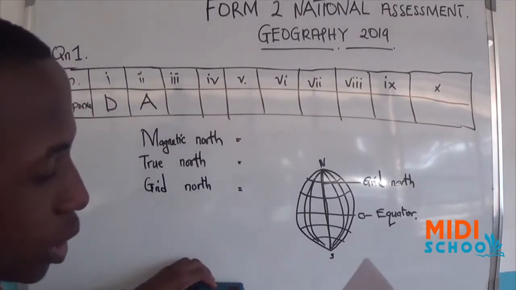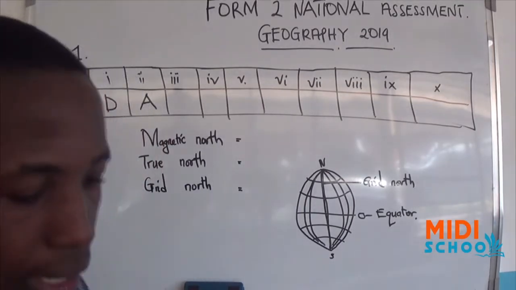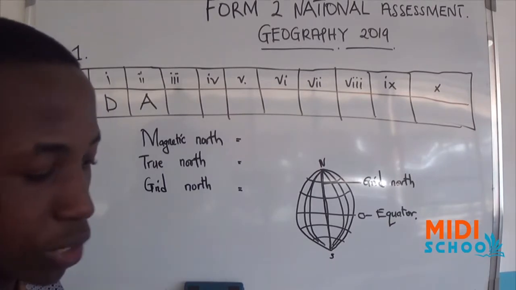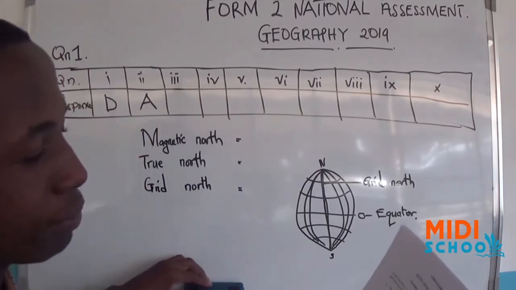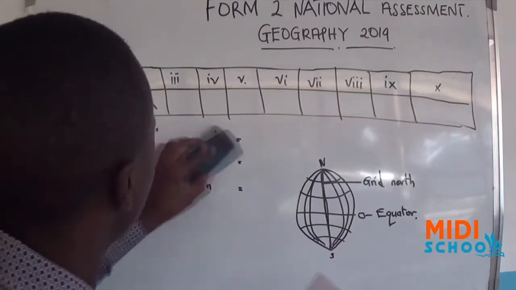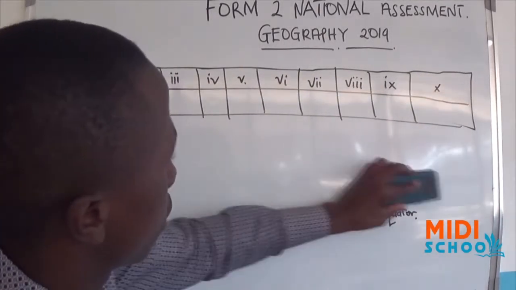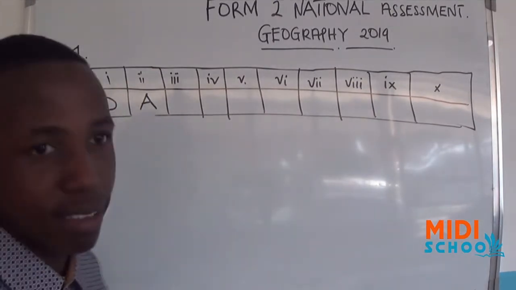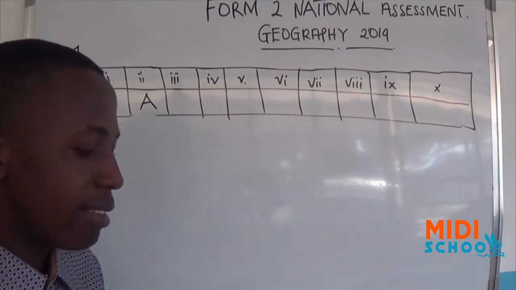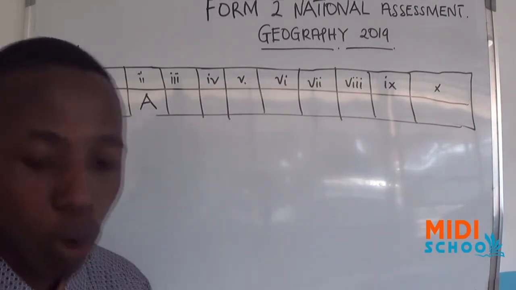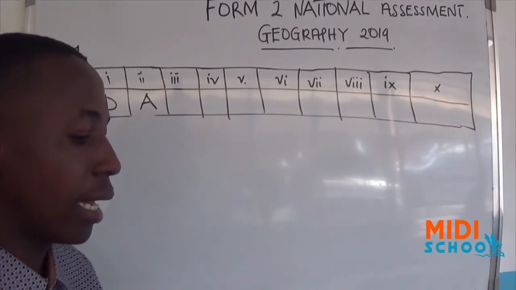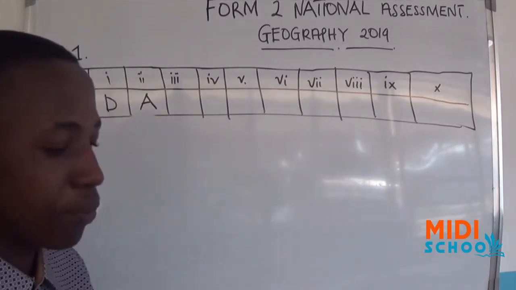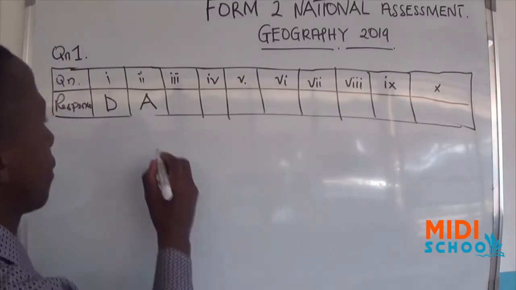For the third question, they've asked: the cultivation of cash crops based on application of advanced technology is called. We have 4 options. The first one is subsistence agriculture. Subsistence agriculture, hiki ni kilimo ambacho kinafanyika kwa ajili ya chakula. Kwa hiyo hapa sio. And B is large-scale agriculture.